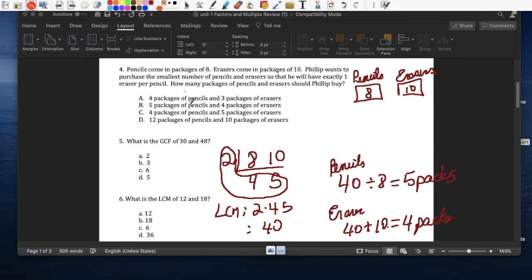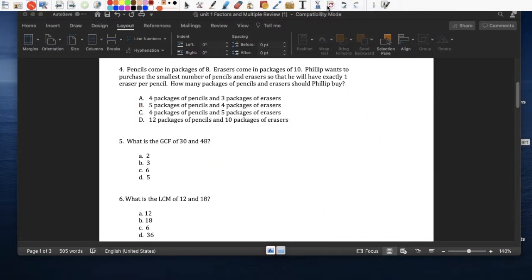So is there an answer that says 5 packs of pencils and 4 packs of erasers? Yes, there is, right here, letter B. 5 packs of pencils and 4 packs of erasers. Okay? So far you should be really good.